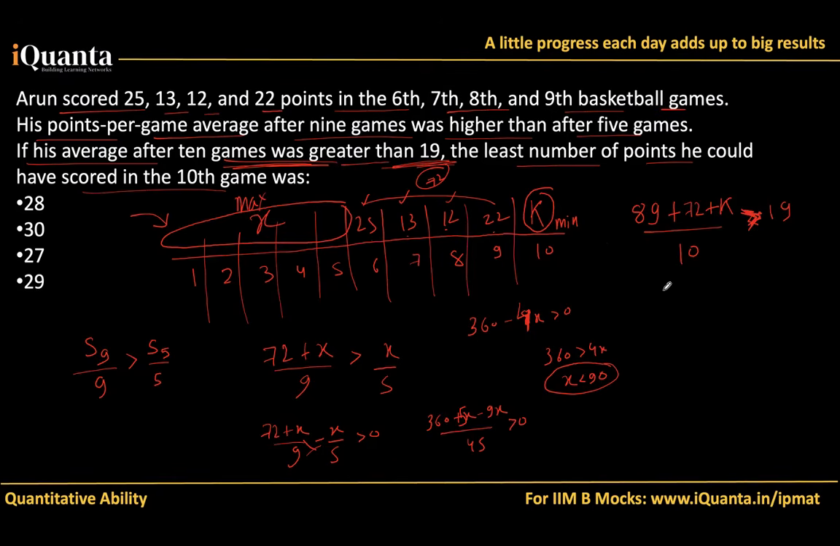Okay, so 89 plus 72 is how much? 161 plus K greater than 190. So K will be greater than 29. If K has to be greater than 29, then we have to find a value which is just greater than 29. We are trying to find out the least number of points he could score. So that will be 30. Right? This is the answer. I hope it is clear, not very difficult.